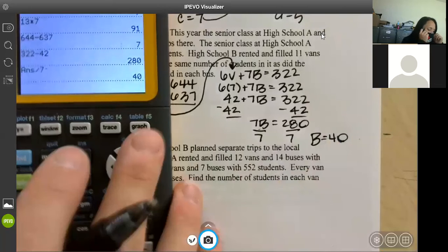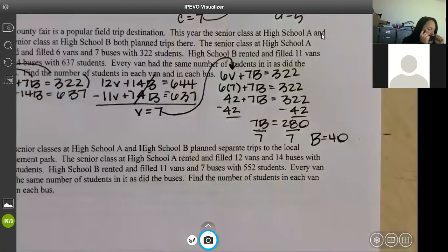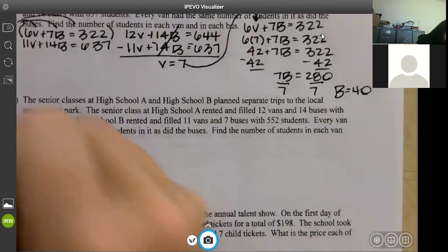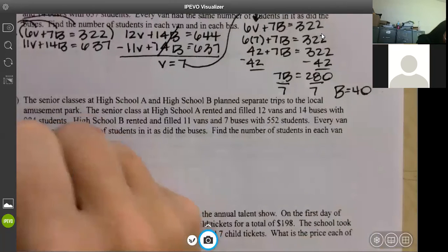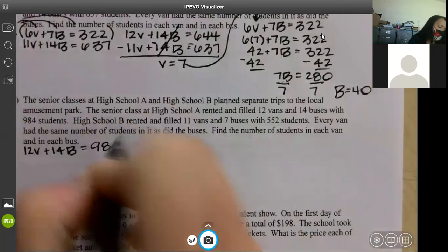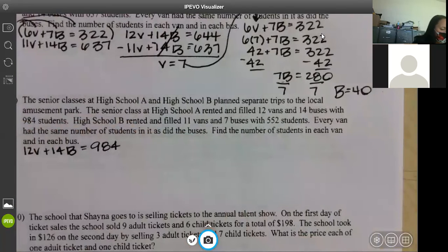The senior class at high school A and high school B planned separate trips to the local amusement park. The senior class at high school A rented and filled 12 vans and 14 buses with 984 students. How do I do that? High school B rented and filled 11 vans and 7 buses with 552 students.